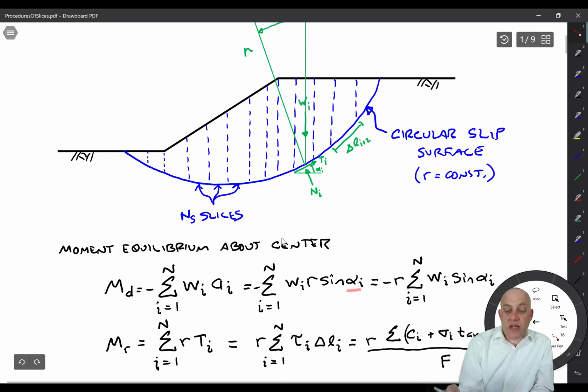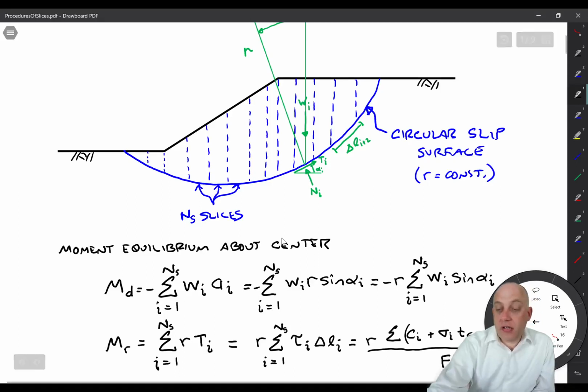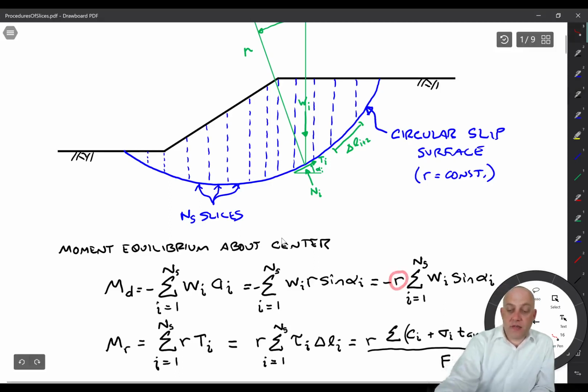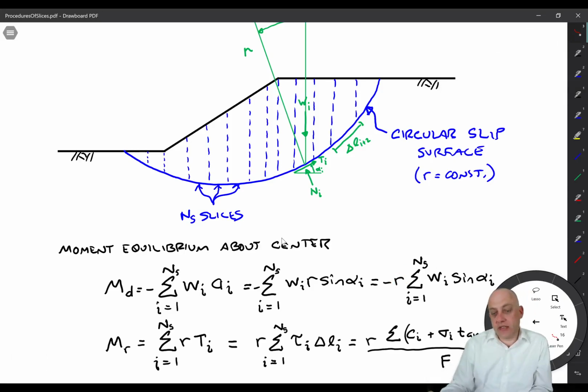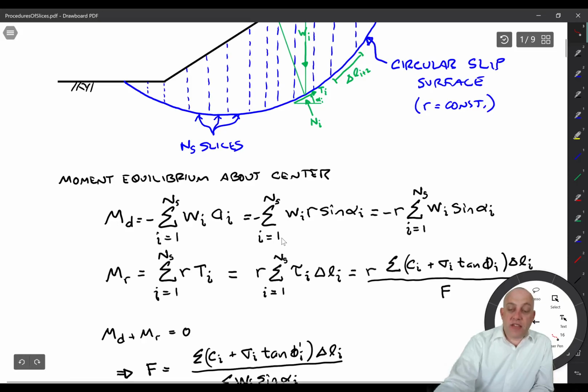We get R sine alpha. And then, of course, we have the summation over here, and those should be, let me update that, n sub s, number of slices. Okay, so the summation is over all of the indices with an I on it, but R is a constant, right? The radius is the same for every slice, so we can pull it outside the summation, and you just get minus R times the summation of Wi sine alpha I.